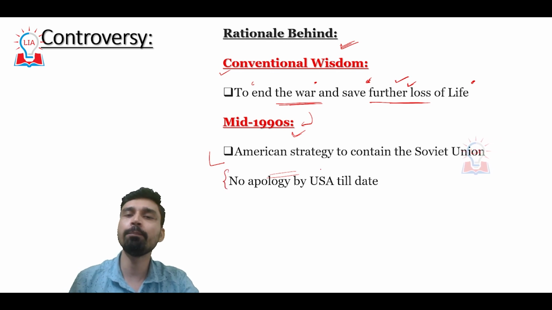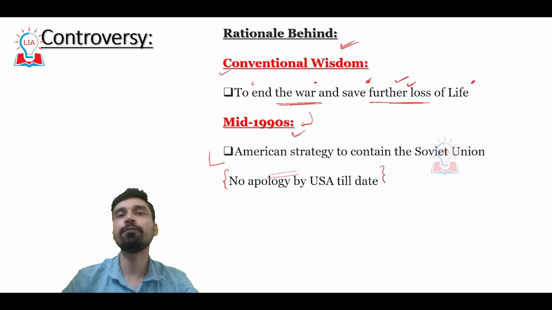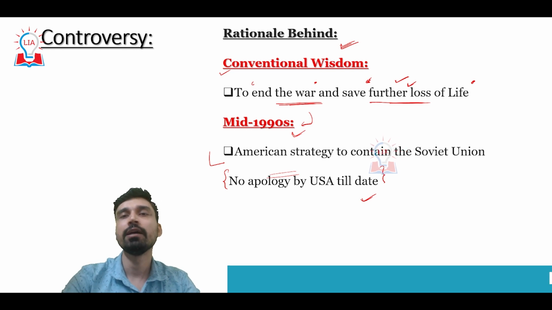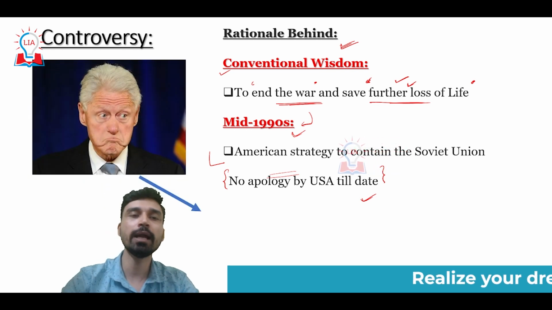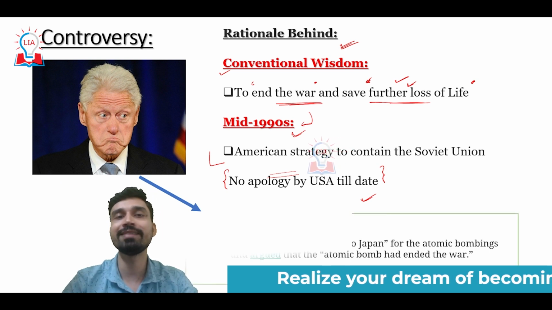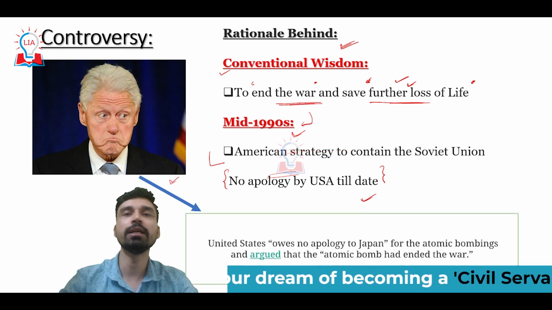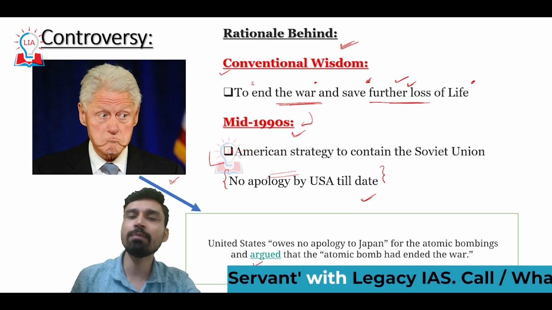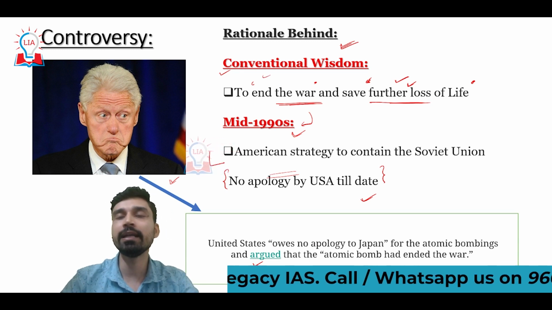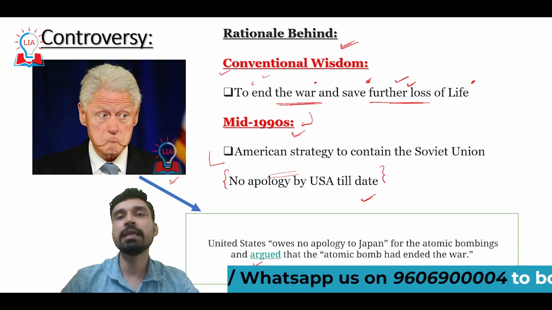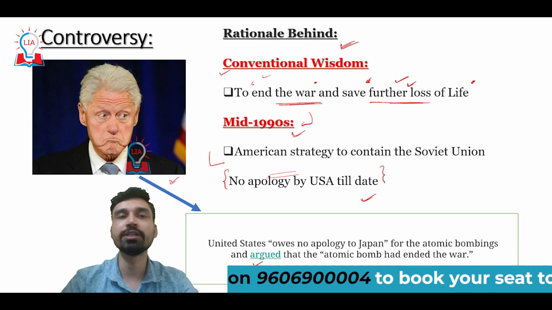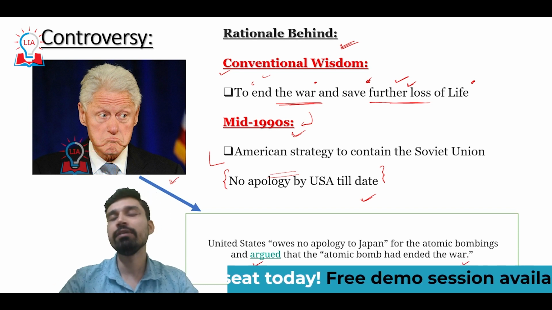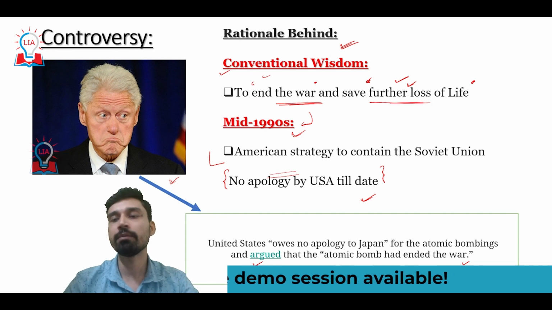And if you look at the overall approach of the US administration, even after so long a time after the bombing of Japan, still no US president has apologized for such a catastrophic event. If you look at the statement given by former US President Bill Clinton, he said that the United States owes no apology to Japan for the atomic bombs, and the same argument was given that atomic bombs had ended the war, and in the longer term had saved the lives of American soldiers and American citizens. More or less the same line of approach has been followed by US presidents before and even after that, all the way up to the current president Joe Biden.